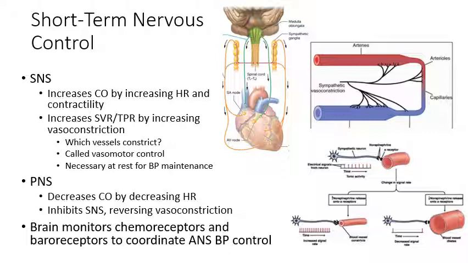And that means that overall, you are going to have an increase in vascular resistance when the sympathetic nervous system is active. And that is going to increase your blood pressure. So we actually call that constriction of those blood vessels in response to the SNS, vasomotor control. Vaso there means vascular, for the blood vessels, and motor means that they are moving by changing their size. So vasoconstriction or vasodilation in response to sympathetic nervous system stimulation, that is vasomotor control.